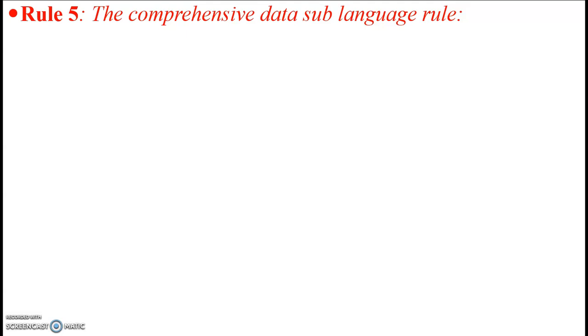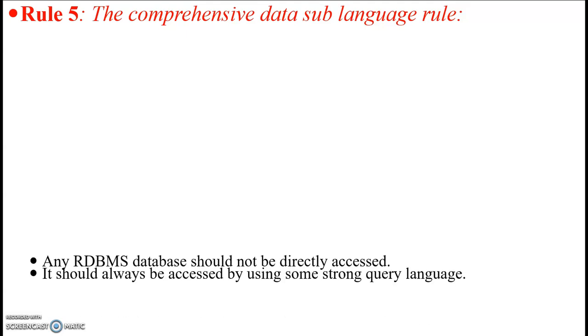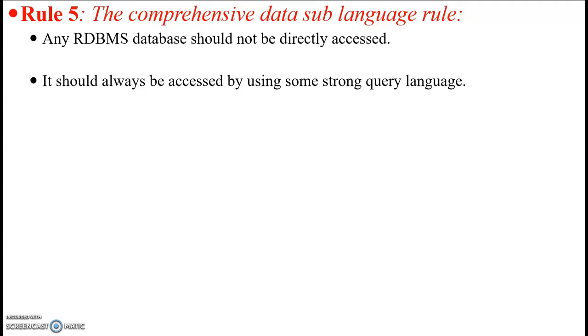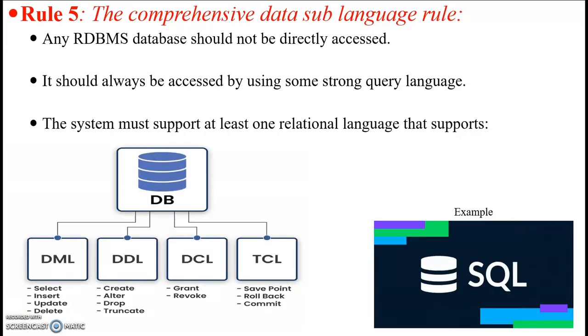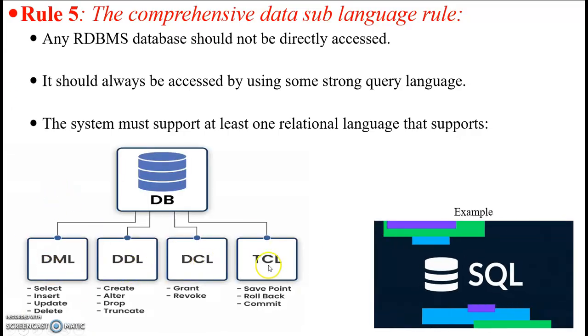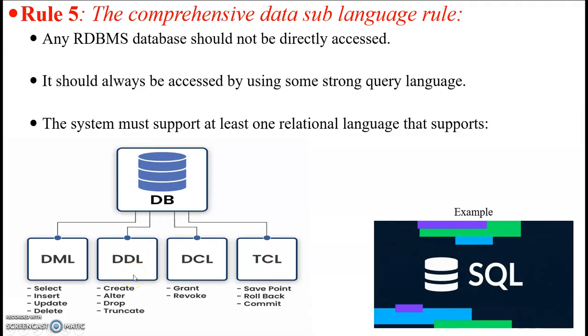And the next rule is rule 5, the comprehensive data sublanguage rule. What do we understand by that? Any RDBMS database should not be directly accessed. It should always be accessed by some strong query language. So here the system must support at least one relational language that supports DML, DDL, DCL and TCL. DML is data manipulation language, data definition language, data control language, transaction control language. So it has certain commands in it such as select, insert, update, delete, create, drop, truncate, grant, revoke.